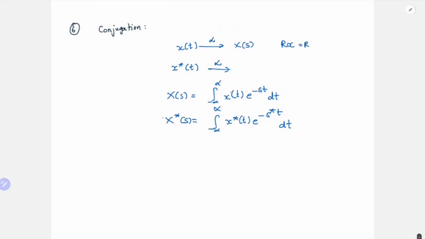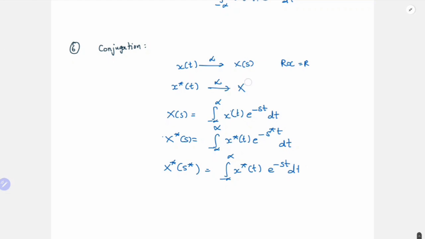So then to bring it to the form of e power minus st, what should I do? I should replace s with s conjugate. So the two conjugates become s itself. So the integral of x star of t e power minus st dt. So this is our required Laplace transform. And what will be the ROC here? Here again it depends only on the real portion of s. So your ROC will remain the same, because the conjugate changes only the imaginary portion, right?